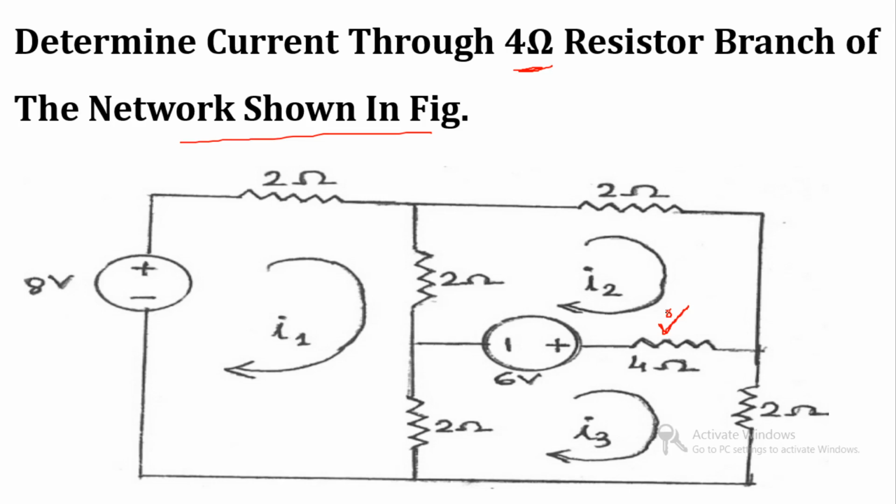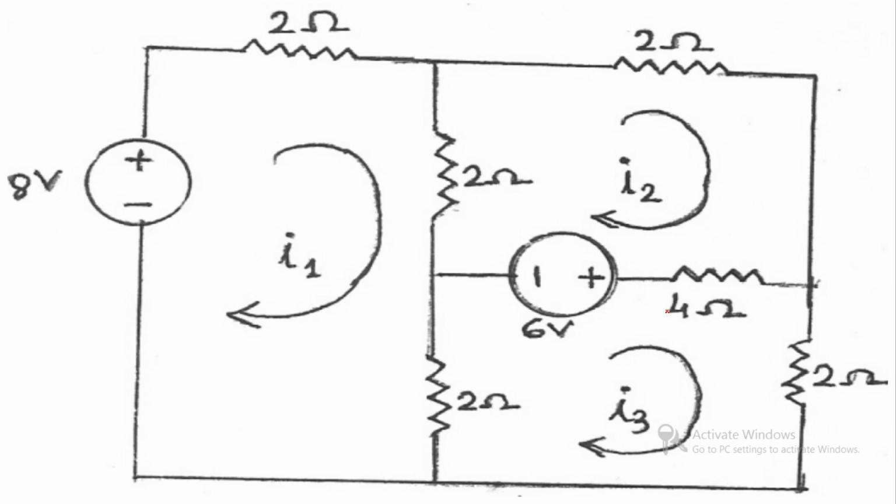Now let's start with the solution for this particular example. We have already learned about Kirchhoff's voltage law, its theory and its statement. If you have not seen that video, then I request you to please see that video and then see today's video lecture of the Kirchhoff's voltage law example. This is the network in which we have to find the current in this particular resistance. Here in this example there are three loops. The first loop current is I1, the second loop current is I2, and the third loop current is I3.